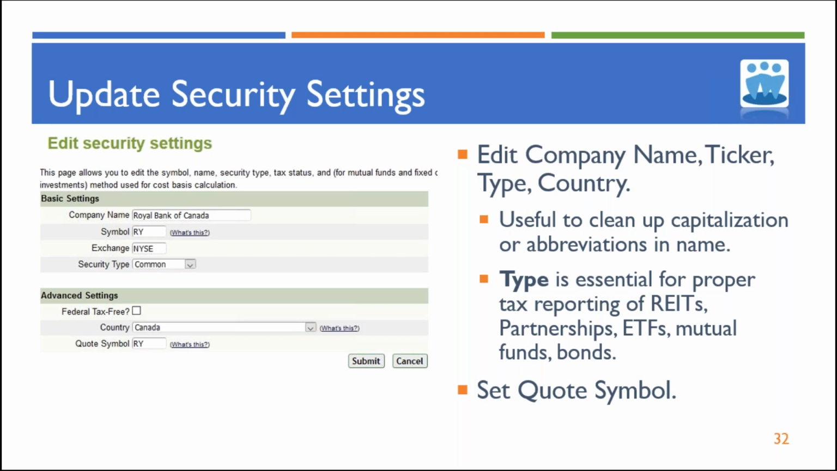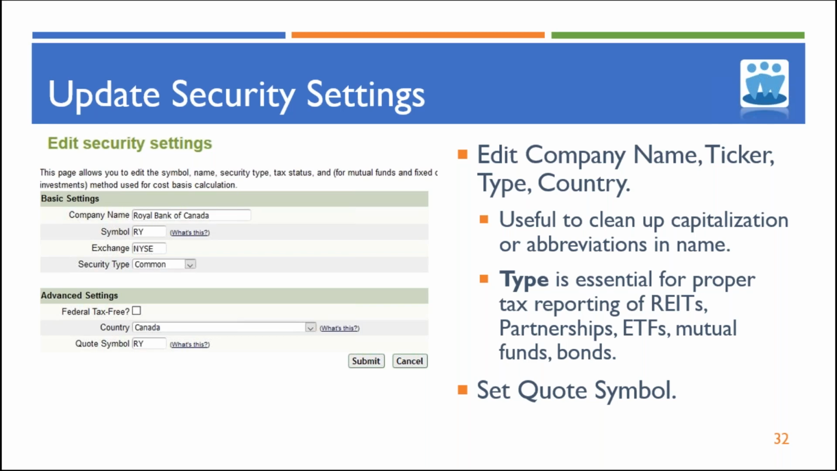The security types include common stock, real estate investment trusts, ETFs and mutual funds, partnerships, bonds, and it's important that you identify the type of security correctly, and there's an other option. So there are many securities for which you've got to watch out. For instance, commodity ETFs or master limited partnerships or real estate investment trusts. And if you don't identify the security correctly here, your tax forms are not going to be correct. So it's really vital that you do that.